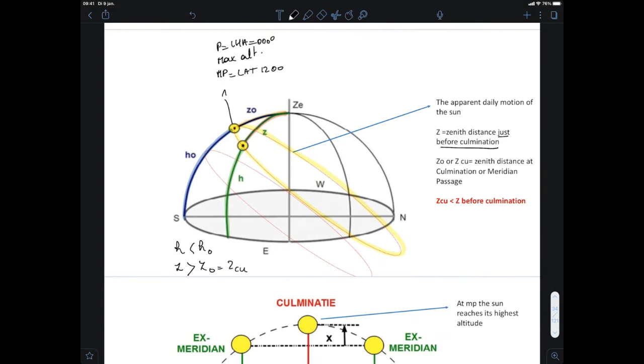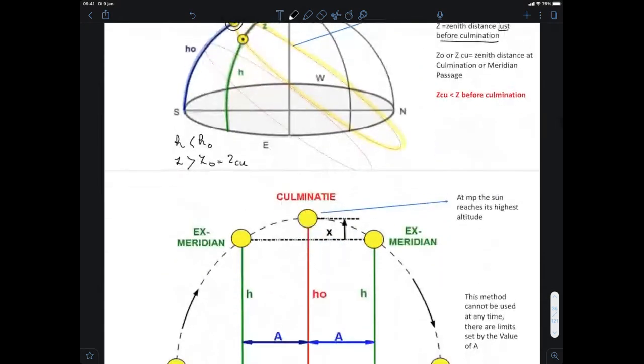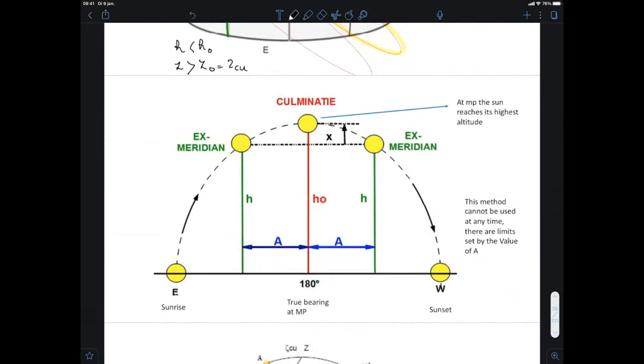We know that since the sun is here at the moment of culmination at its maximum altitude, the zenithal distance at culmination is at its minimum. So it's the smallest zenithal distance that you have at the meridian passage. Voilà. Now, with this method for meridian passage, at the moment of culmination we have a maximum altitude, and the true bearing will be either north or south. So this means 0 degrees or 180 degrees.